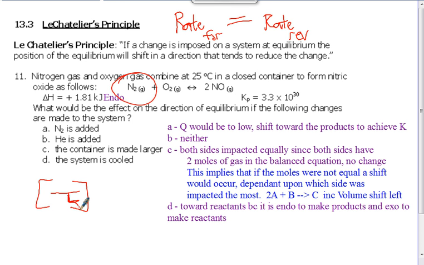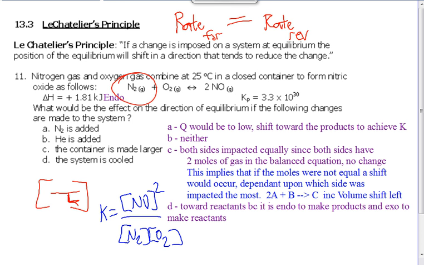So if the container is made larger, you're changing the volume, you're changing the molarity, you're also changing the pressure. However, in this particular reaction, both sides have how many moles? 2. Let me just write all that down. What is the total reaction order for the top? 2. And the total reaction order for the bottom, 1 and 1, is also 2. Both sides are going to be impacted the same by this volume change.